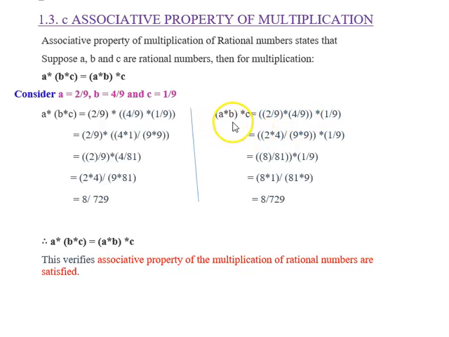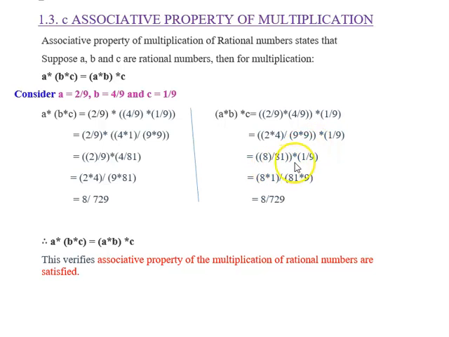That is (a times b) times c. So a is 2 by 9 times 4 by 9 times 1 by 9. First we will multiply a times b. So we are multiplying numerator and denominator separately. So that is 2 times 4 divided by 9 times 9. 2 times 4 is 8 and 9 times 9 is 81.